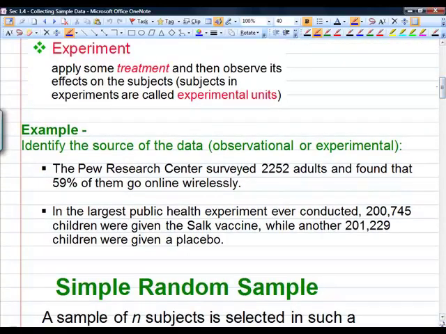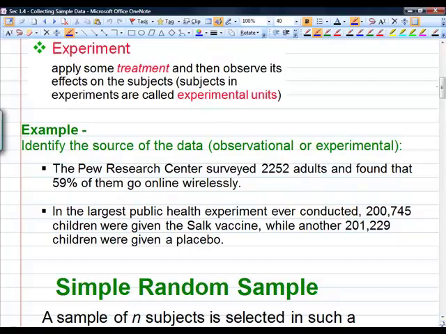So in these two scenarios here, what I want you to do is identify the source of the data as either observational or experiments. The first one says the Pew Research Center surveyed 2,252 adults and found that 59% of them go online wirelessly. The second one says, in the largest public health experiment ever conducted, 200,745 children were given the Salk vaccine, while another 201,229 children were given a placebo.